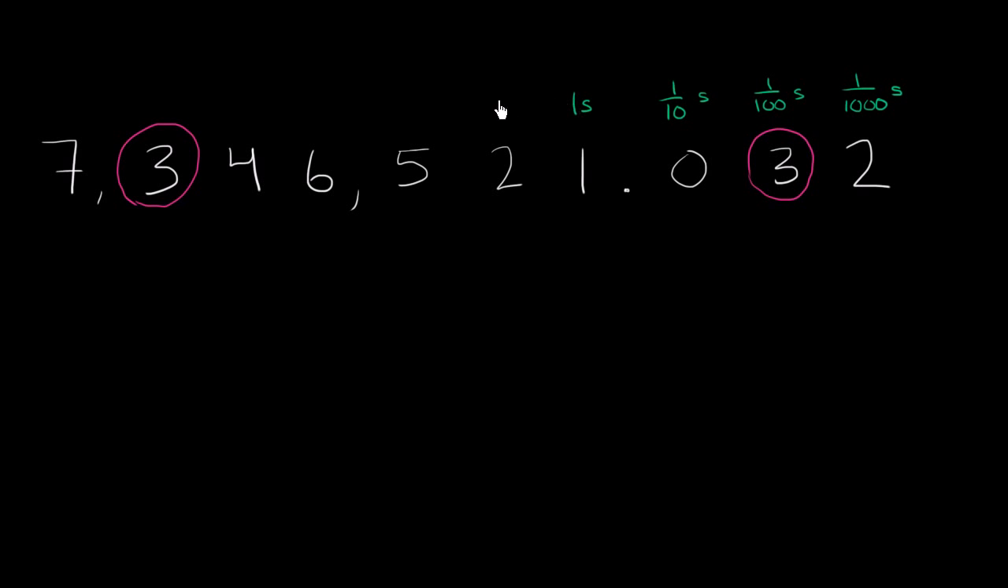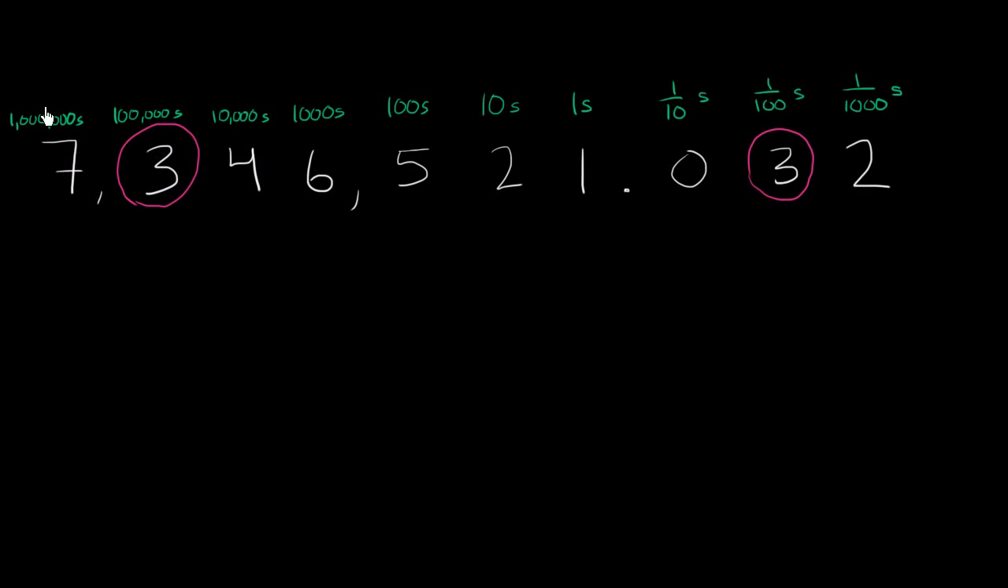Now, if we go to the left, each place represents a factor of 10 more. So if this is ones, multiplied by 10, this is the tens place. This is the hundreds place. This is the thousands place. This is the 10,000s place. I'm going to have to write a little bit smaller. This is the 100,000s place. And then the 7 is in the millions place.